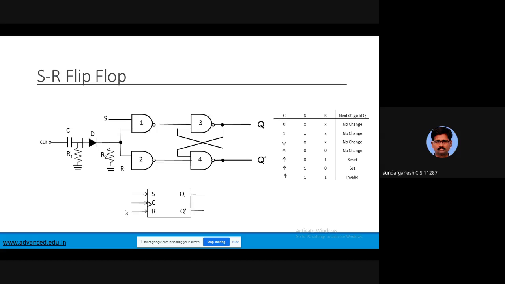So this is edge triggering flip-flops. The SR flip-flop is given. There is a circuit given, with a capacitor, a diode and a resistor. The capacitor will remove the unwanted noises, and the resistors are used to limit the current. The diode is used to convert the conventional current.